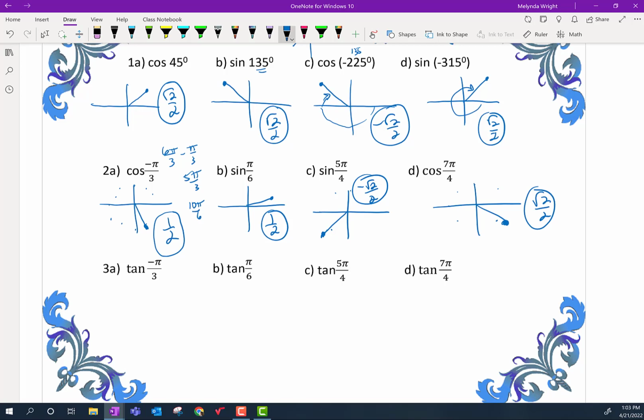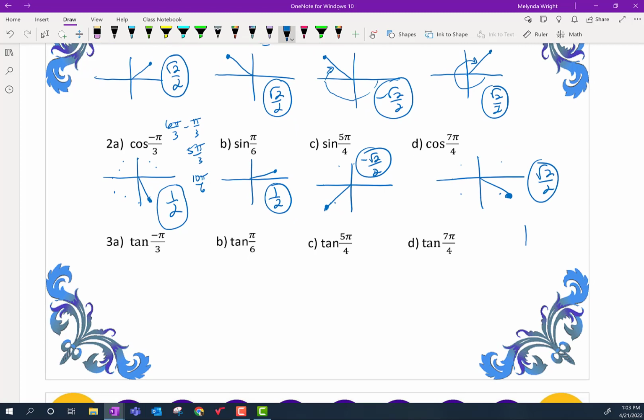The last row is tangent. I'm just going to put a reminder out there. Remember, tangent is equivalent to sine over cosine. And remember, sine goes with the y and cosine goes with the x. Just a reminder. Okay, so tangent of negative pi over 3 is actually the same angle measure. It's up there. It's right here.